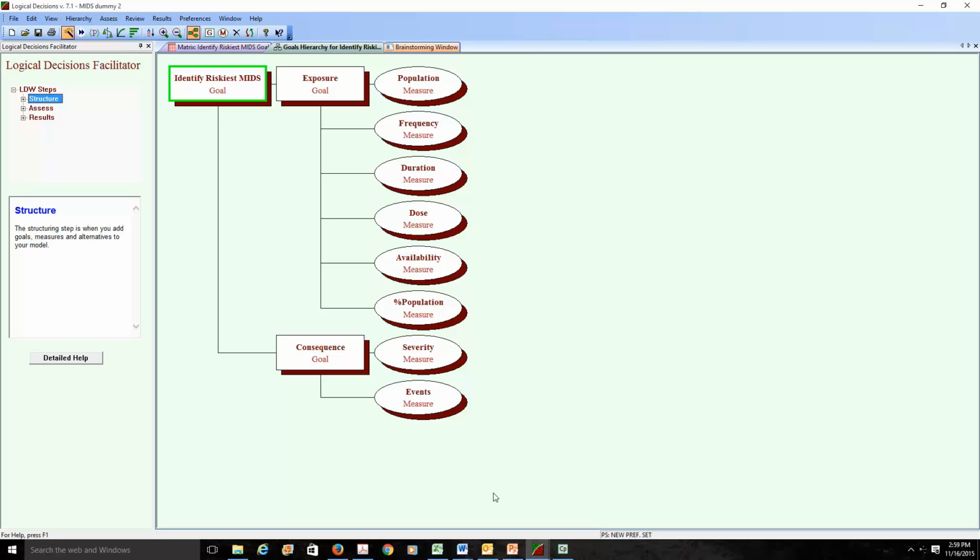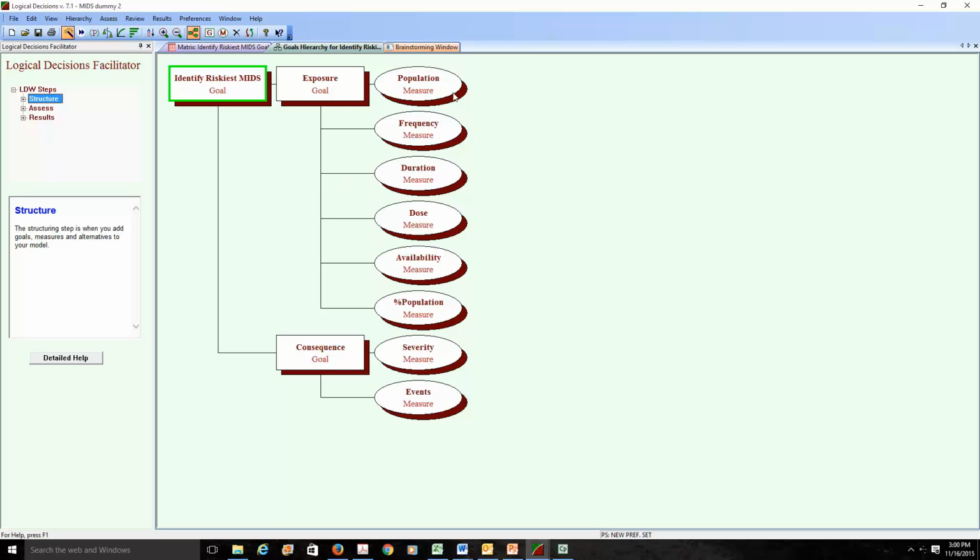Let's begin with the consequence criteria because there are only 2 of them. We basically said that the consequence could be characterized by the severity of the consequence. Some could be fatal, some may only cause excess salivation. And they could also be characterized by the number of events that have been recorded in the literature and elsewhere. These 2 measures together would give us a means to rank the consequence of different multi-ingredient dietary supplements.